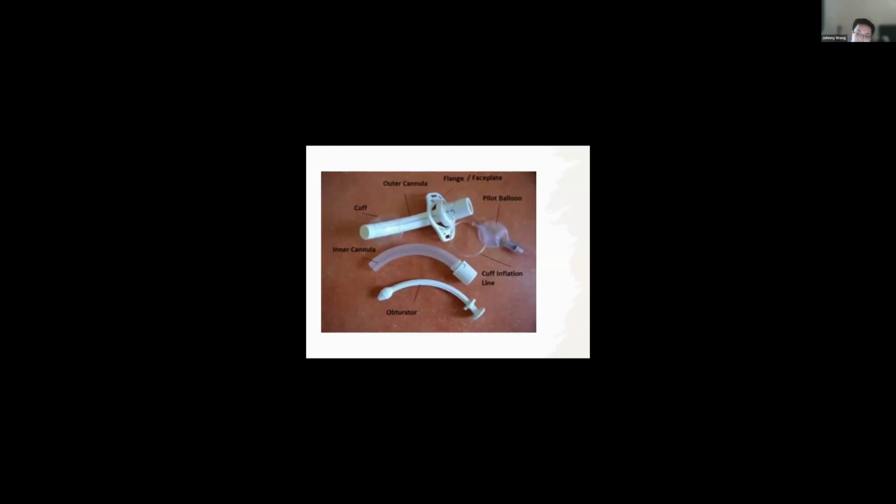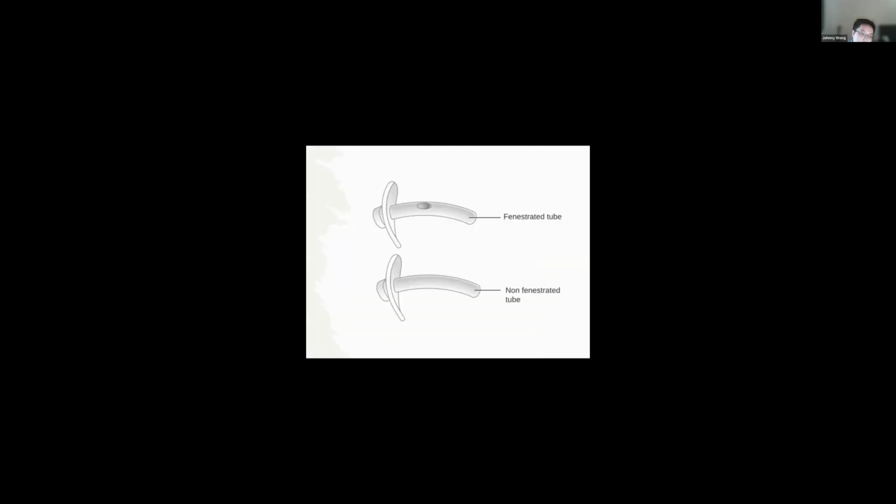And then another term, fenestrated versus non-fenestrated, essentially means whether there's a hole in it. The reason why this is important, for the same reason as cuffed and uncuffed, is that if it's fenestrated, cuffed or uncuffed, the air can go past the trach, meaning it'll go above the trach and pass through the vocal cords. So this allows patients to speak. If you have a cuffed, non-fenestrated trach, the air is only going in and out through that trach, and they won't be able to make any vocalizations because there's no air going past the vocal cords.